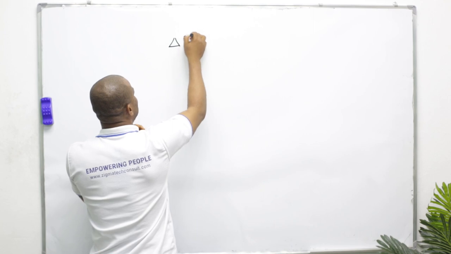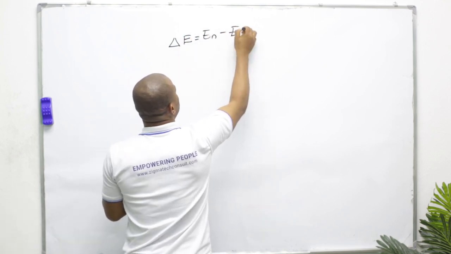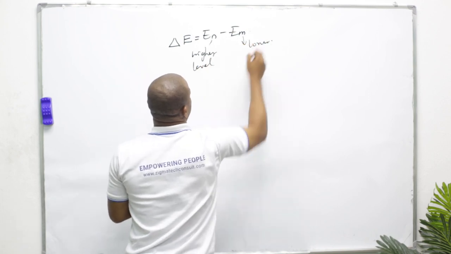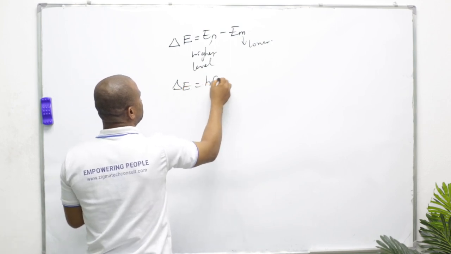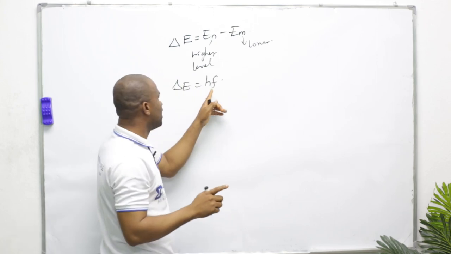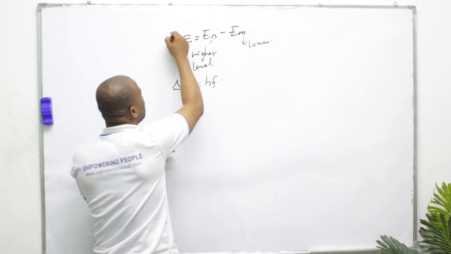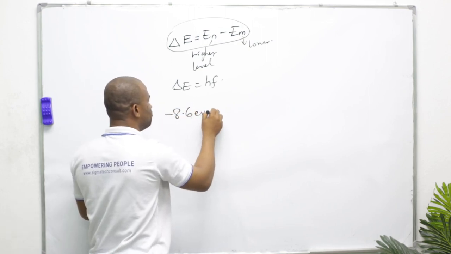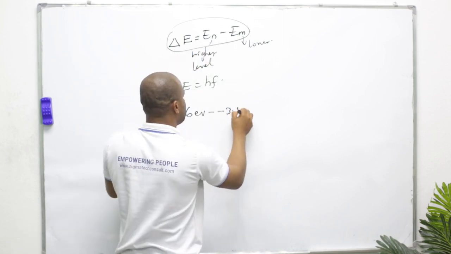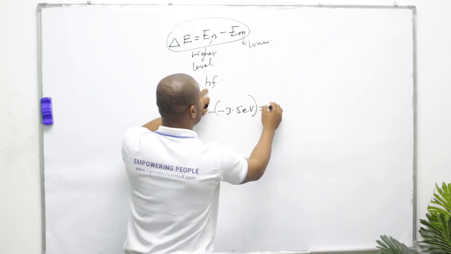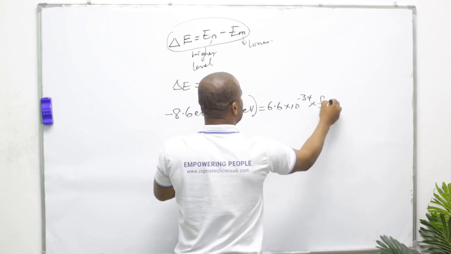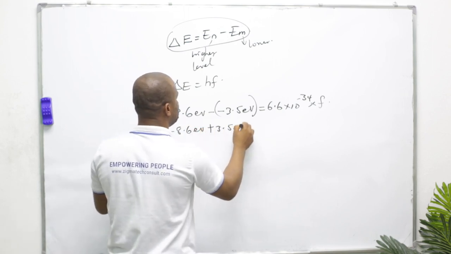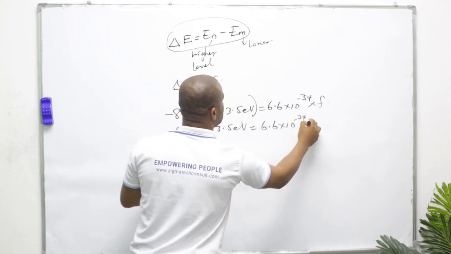Look at this. Change in the energy is equal to En minus Em, whereby I'm calling this one higher level, while this one is lower level. Now, the next thing I'm going to say is change in E is equal to hf, whereby h is Planck's constant, and f is the frequency. But first, we need to find what our change in E is. Our change in E, we are going to have minus 8.6 electron volt minus, there is minus there, right? Then there is minus 3.5 electron volt, which is equal to h, which is 6.6 times 10 raised to the minus 34 times the frequency I'm looking for. All right, so this is going to be minus 8.6 eV plus 3.5 eV, which is equal to 6.6 times 10 raised to the minus 34 multiplied by the frequency.